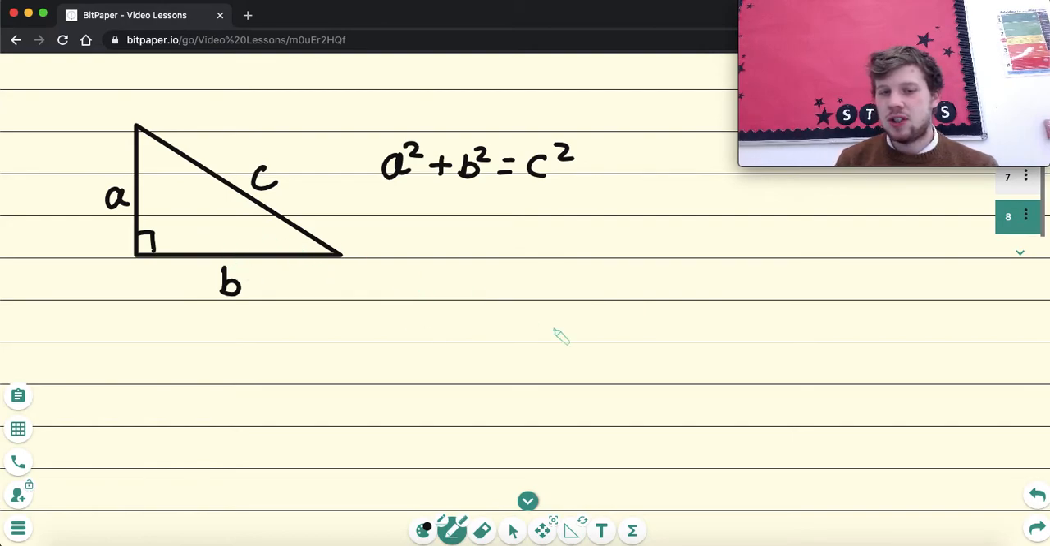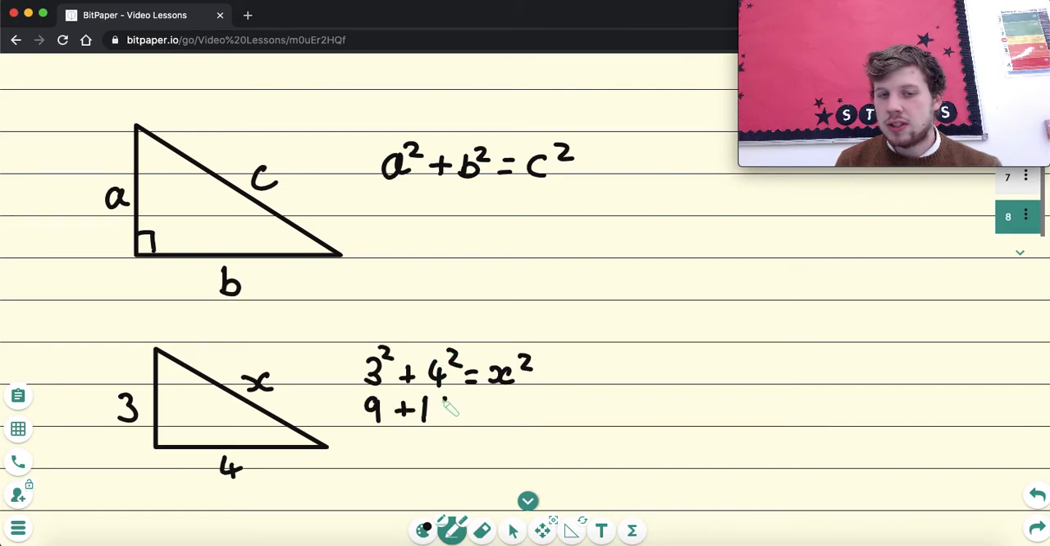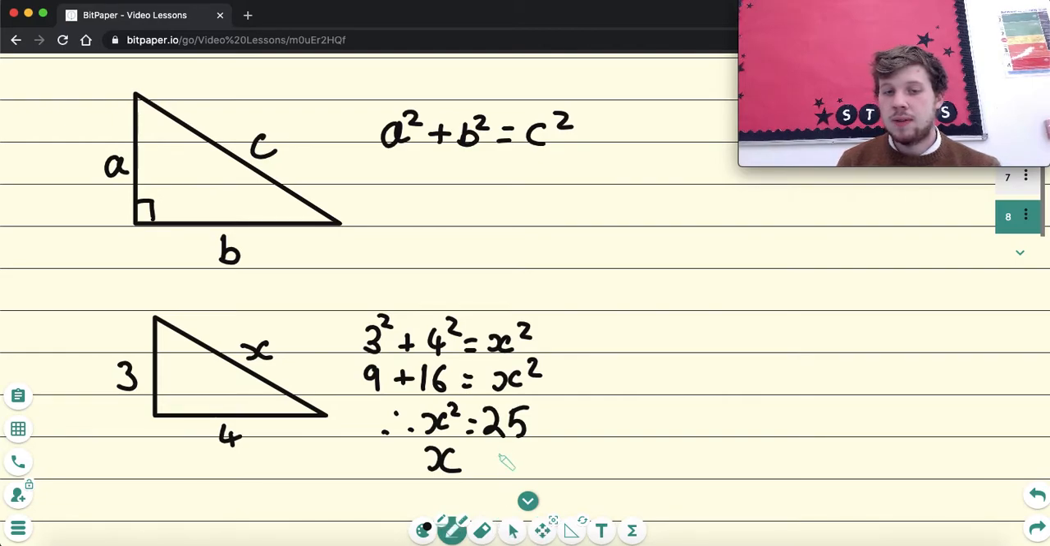That means that if we had the two shorter sides of a right-angled triangle, so let me just draw one here. If we had two shorter sides, let's say there were 3 and 4 respectively, we could use this formula to work out what the hypotenuse would be. From this, we would know that 3 squared plus 4 squared must be equal to x squared. Work out what 3 squared is, which is 9. 4 squared, which is 16. Therefore, my value of x squared must be equal to, well, 9 plus 16 is 25. To get the value of x then from that, we need to square root 25.